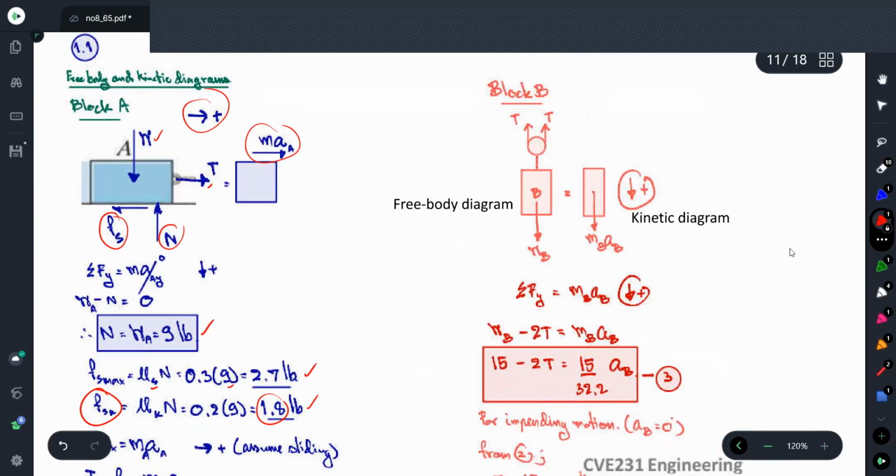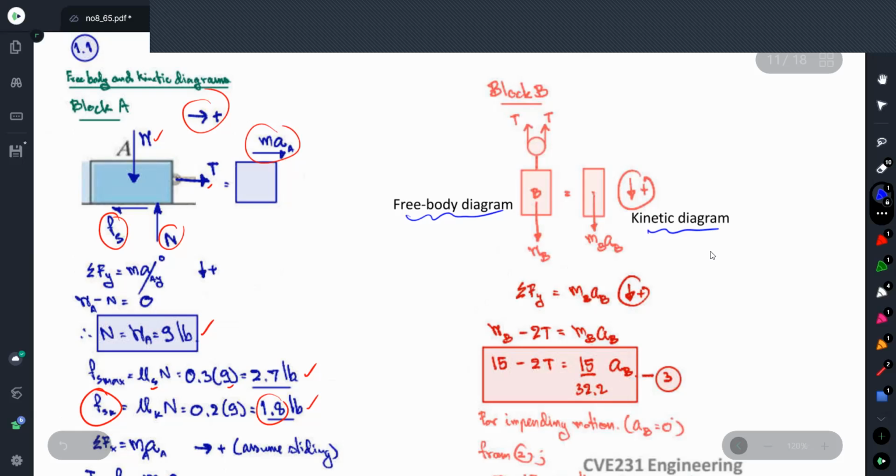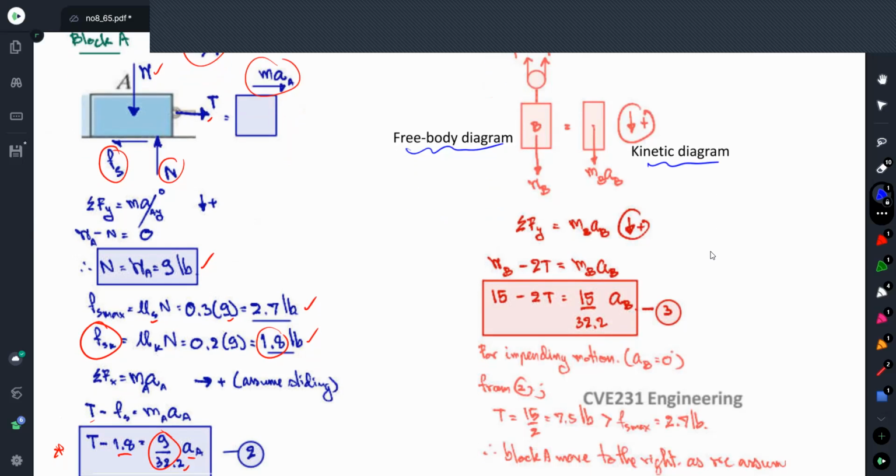Okay, and in this case, on the left hand side is the free body diagram, and on the right hand side is the kinetic diagram. We set up downward as positive, and for downward as positive, we can find the equation of motion for the y direction like this: WB minus 2T equals MB AB.